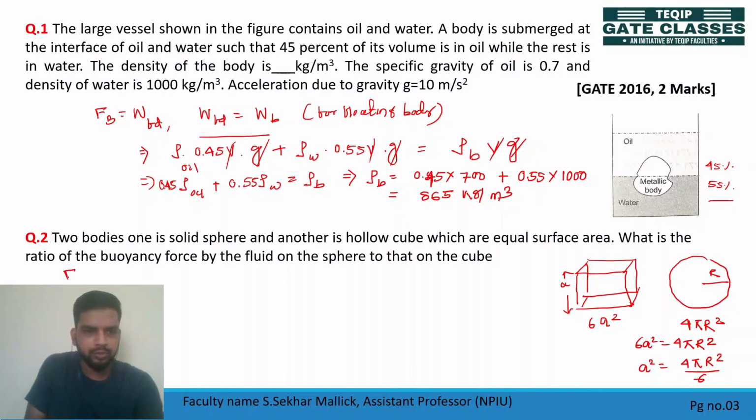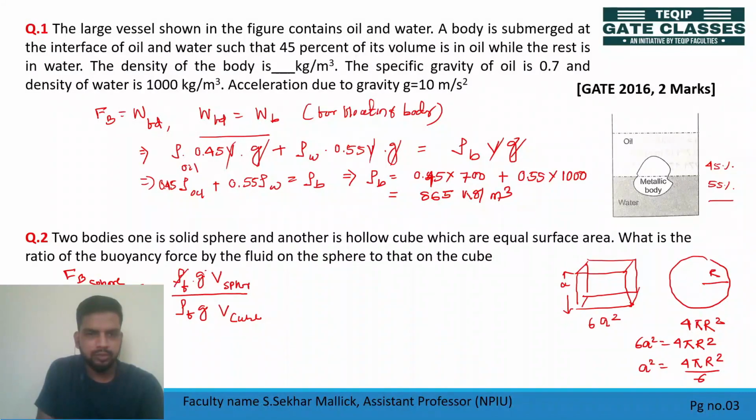So ratio means buoyancy force of sphere to the buoyancy force of cube. What would be its answer then? What is buoyancy force? If it is completely submerged, then it will be equal to weight of fluid displaced or weight of the body. Okay, so assume weight of fluid displaced is how much? Rho F into G into volume of sphere. Similarly, rho F G volume of cube. If they are placed in same liquid, we can cancel this thing.